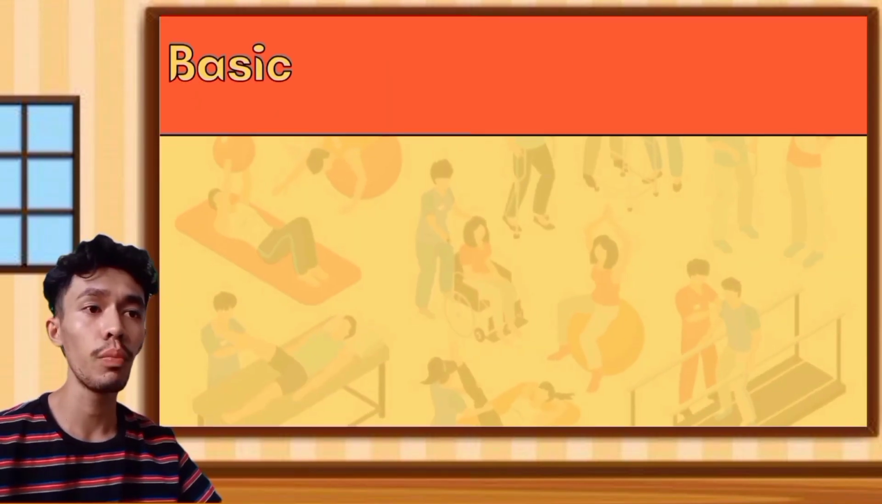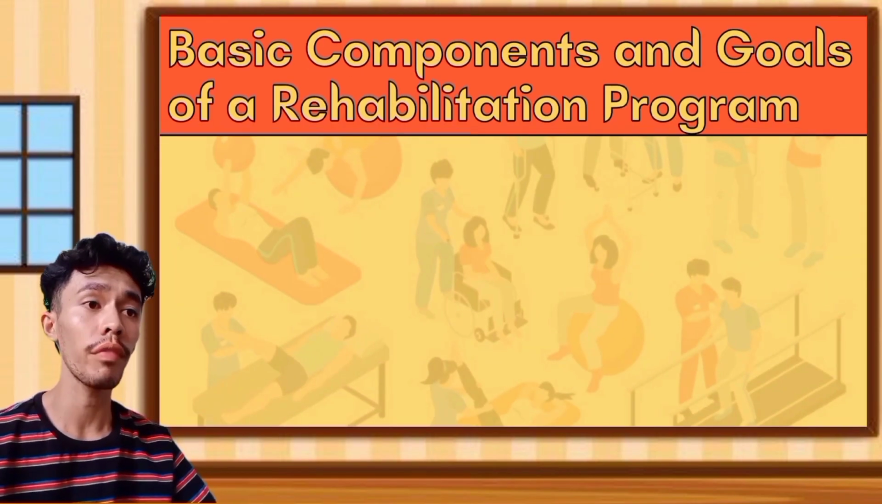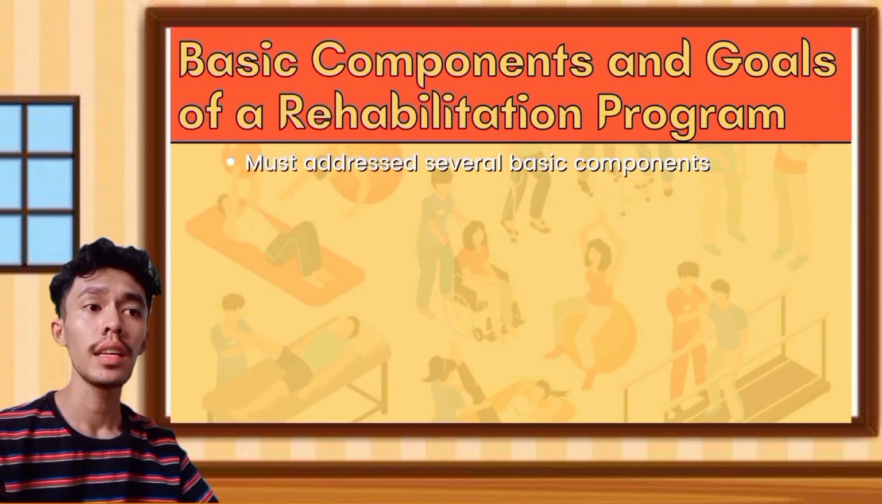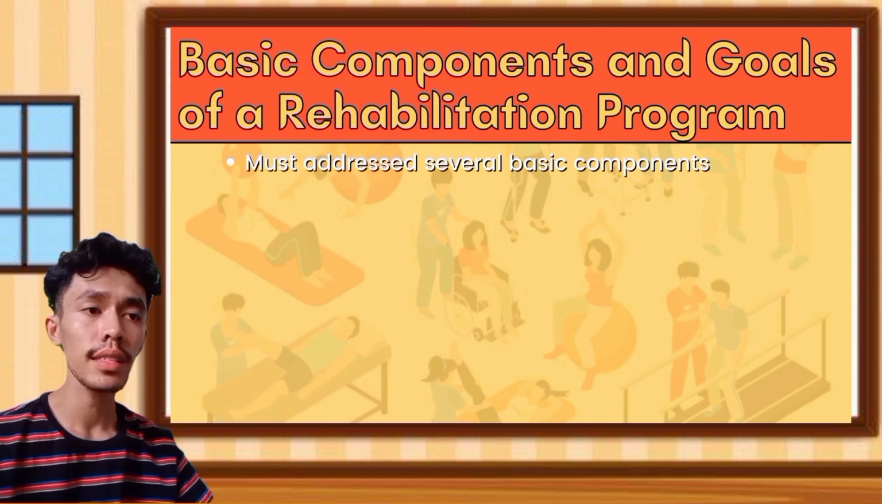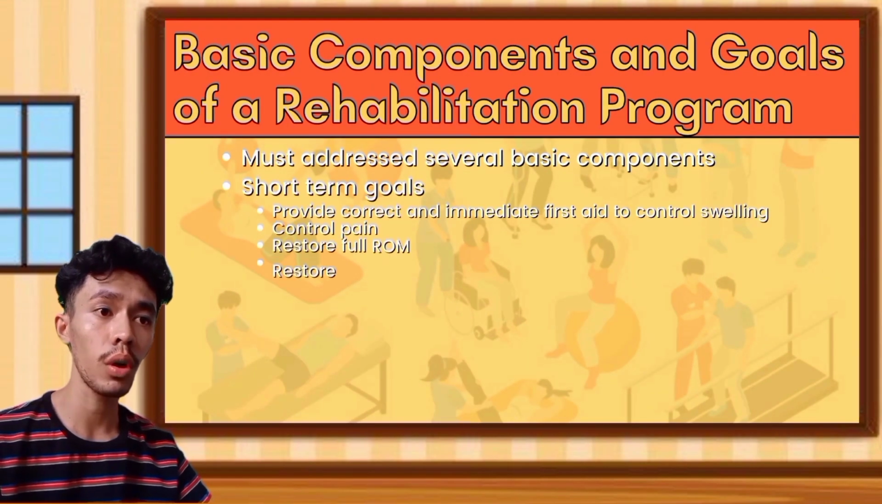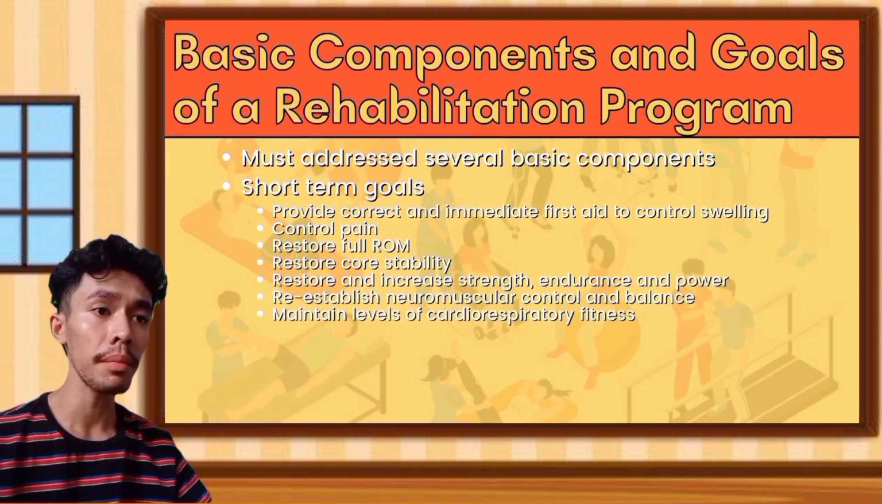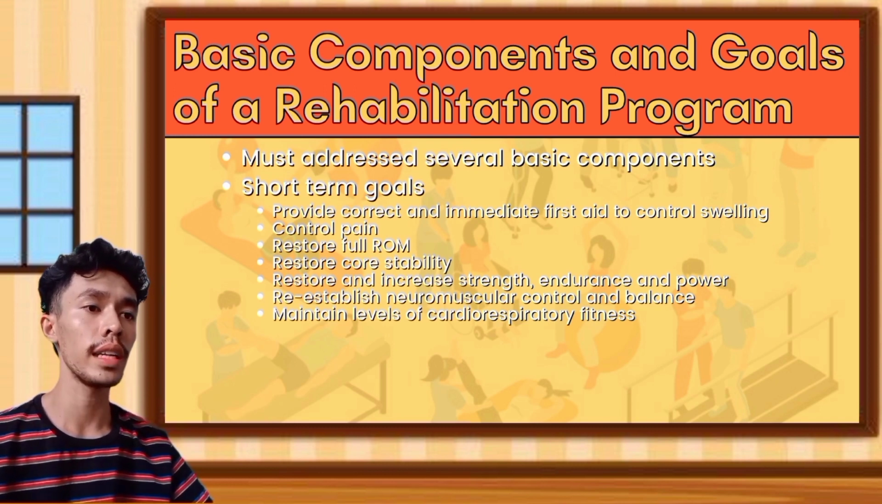Now let's proceed to basic components and goals of a rehabilitation program. So first, several basic components must be addressed. Next is short-term goals. Okay, so these are the short-term goals. Provide correct and immediate first aid to control swelling. Next, control pain. Restore full ROM. Next is restore core stability. Restore and increase strength, endurance, and power.